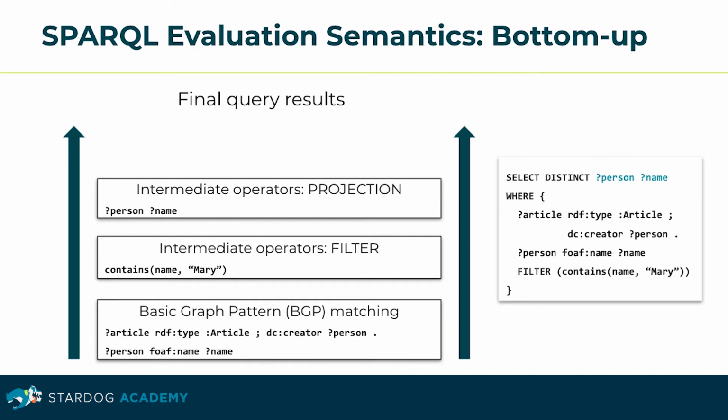It's an operator defined by the list of variables to be included in the query results. It's also a unary function which takes a partial query result and eliminates all variable bindings, that is, name-value pairs, except for those of the given variables. In this example, it eliminates the values of the article variable, as you can see here that we have person and name as our variables to include in the projection.